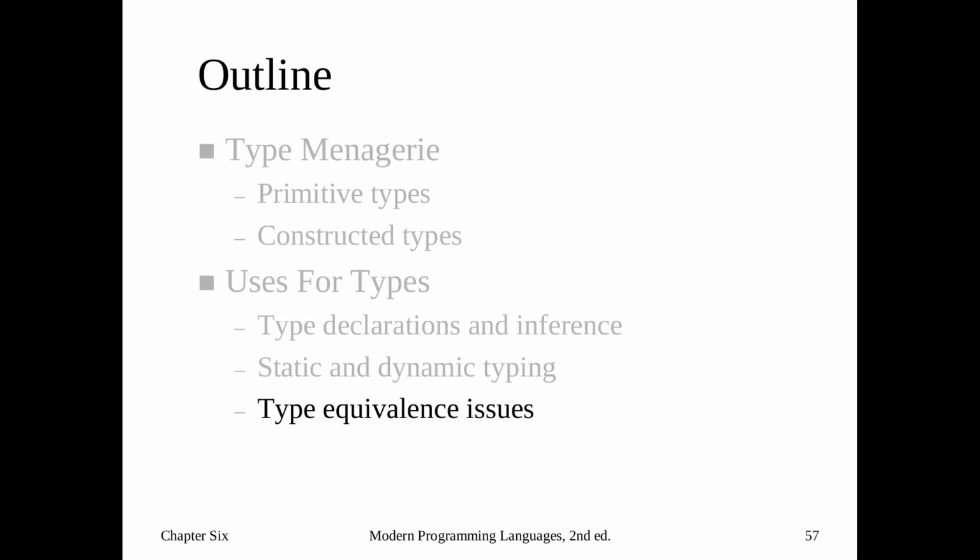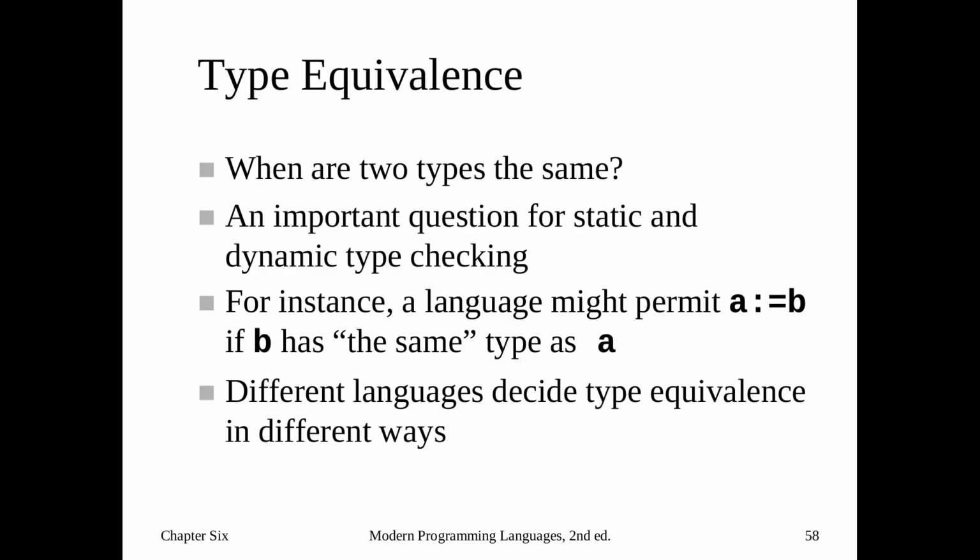Finally, we get to type equivalence issues. So we ask ourselves, when are two types the same? That's always an important question for static and dynamic type checking, and it's important just when we're developing types themselves. So, for instance, a language might permit the assignment of B to A if B has the same type as A, where "same" is in quotes there. Different languages decide type equivalence in different ways.